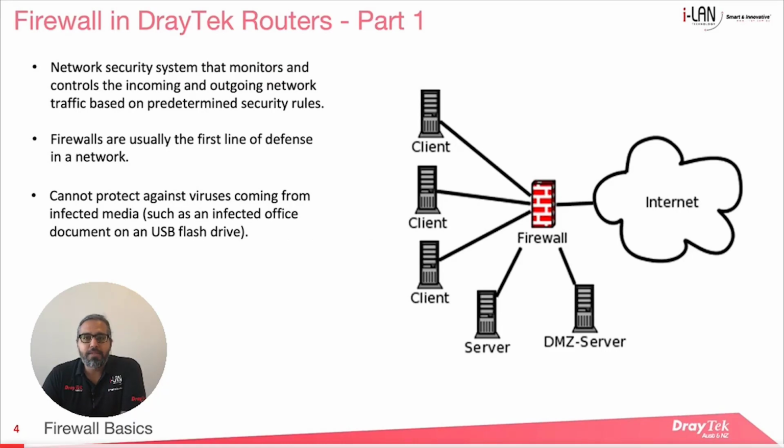A firewall is a network security system that monitors and controls the incoming and outgoing network traffic based on predetermined security rules. Firewalls are usually the first line of defense in a network. They establish a barrier between secured and controlled internal networks that can be trusted and untrusted outside networks, such as the internet. Do note that firewalls cannot protect against viruses that are coming from infected media, such as an infected Office document that a staff member might bring in on a USB flash drive.